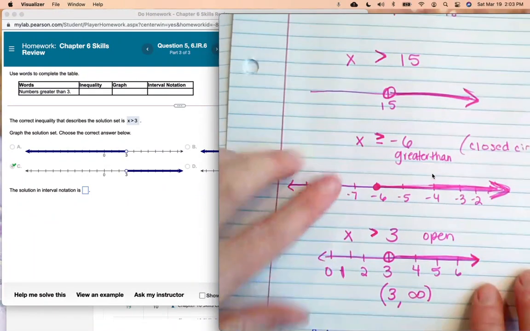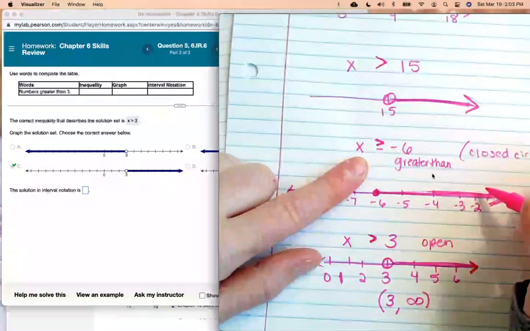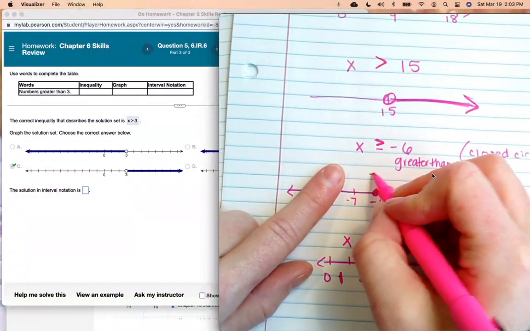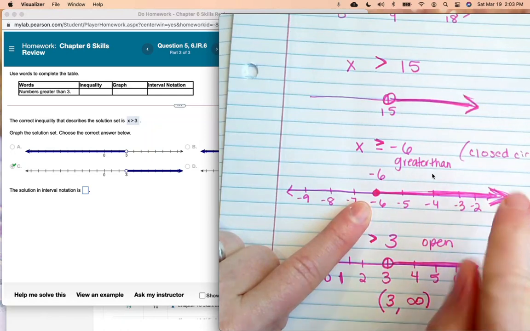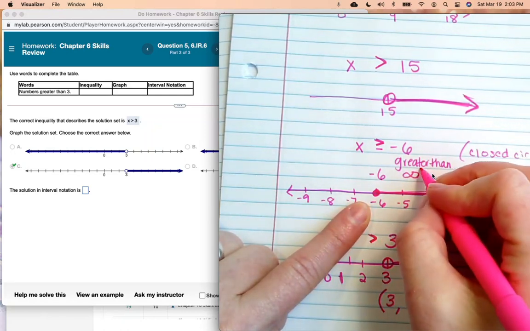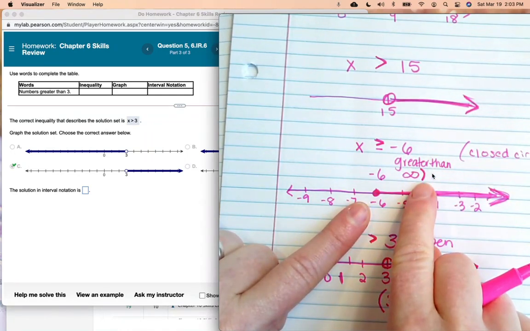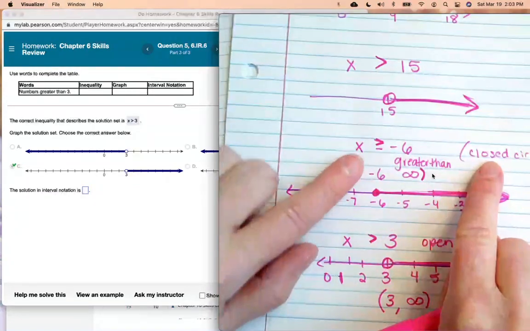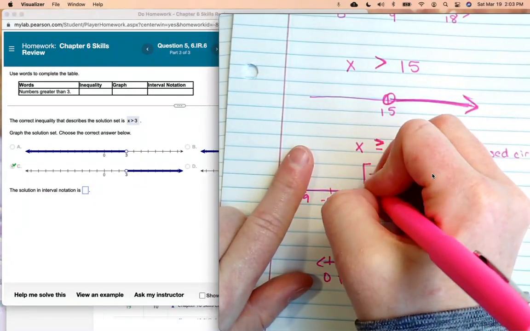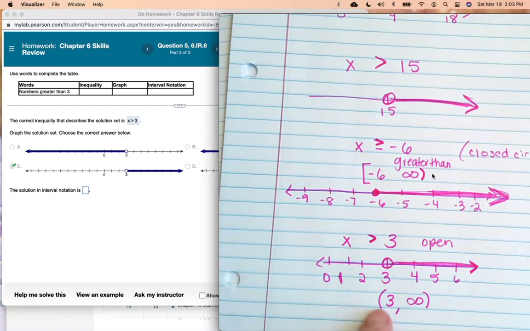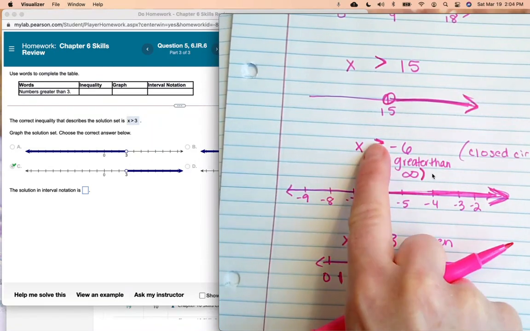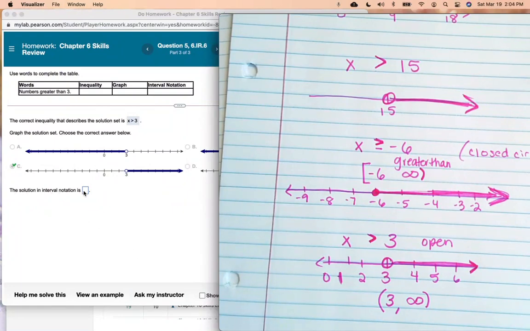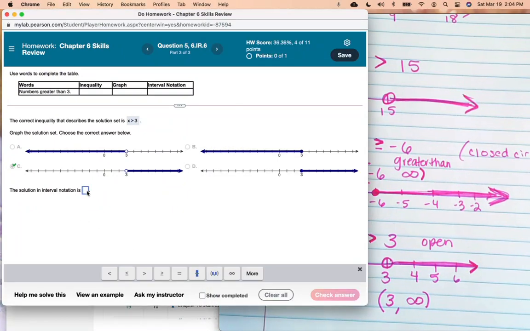If it was an or equal to like this one would be -6, because it starts at -6, goes to infinity. Parentheses is always with infinity, but if it's a closed circle or it has the or equal to, it's actually a bracket like that. So parentheses if it doesn't have the or equal to, bracket if it does. So our interval notation on this one would be parentheses 3, comma, there's the infinity sign.